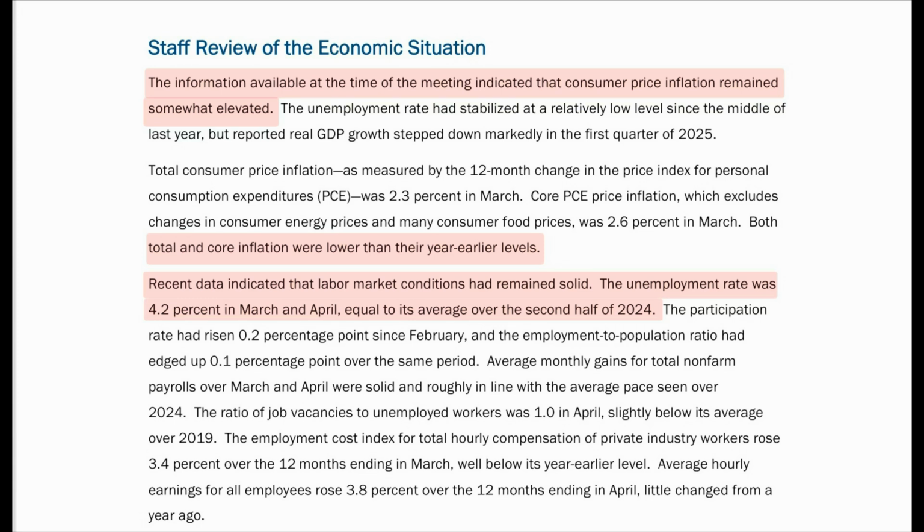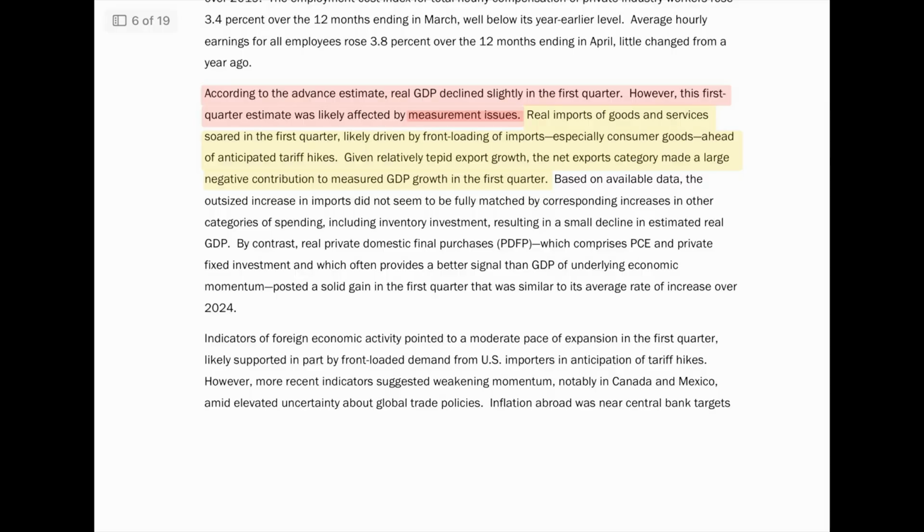Now, they also noted that inflation remained elevated but lower than their levels from the same month a year earlier. And of course, the labor market is still solid, averaging 4.2% on the unemployment rate, and that's the second half of the year average for 2024. Now, them discussing GDP in the first quarter GDP numbers is what actually stood out to me the most outside of a recession, right? So it says here, according to the advanced estimate, real GDP declined slightly in the first quarter. However, this first quarter estimate was likely affected by measurement issues.